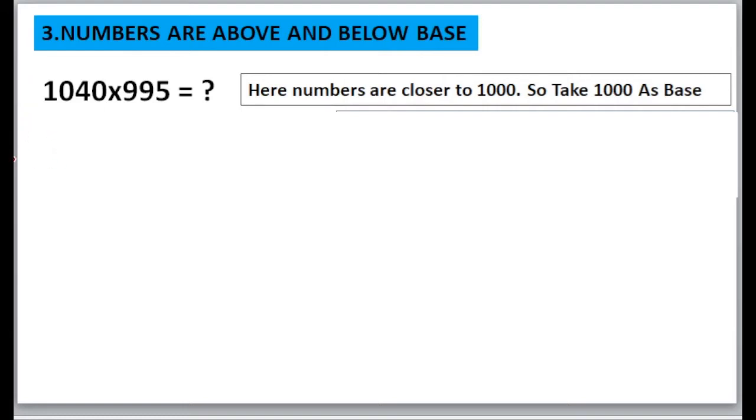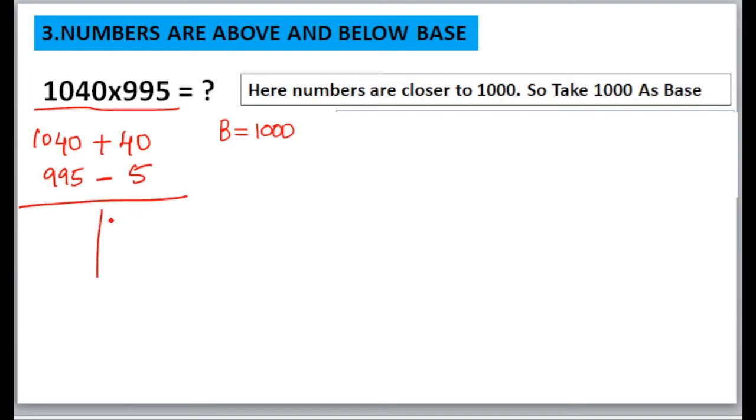1040 into 995. Here both the numbers are nearer to 1000. So our base is 1000. And 1040 is 40 greater than 1000 and 995 is 5 less than 1000. So your RHS is negative 5 into 40, 200. And your base has 3 zeros. So you need 3 digits in your right hand side. And your LHS is 1040 minus 5, that is 1035.